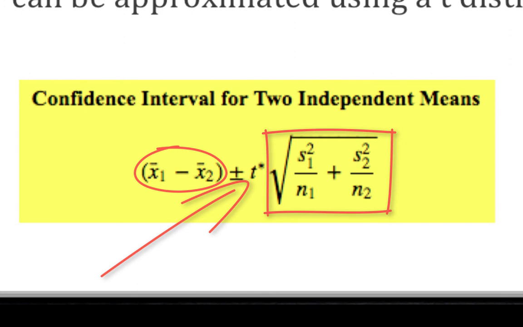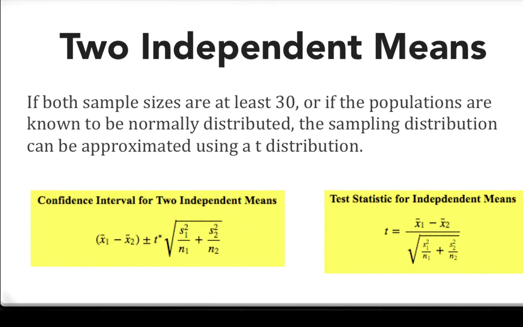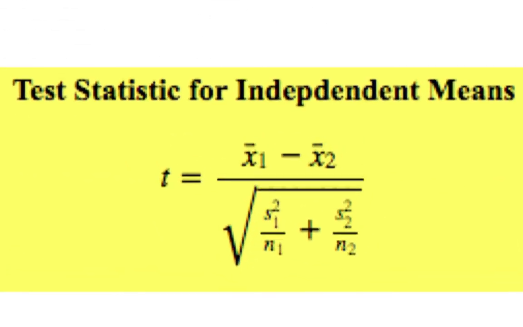The degrees of freedom here, we will estimate using the smaller sample size minus 1. Minitab Express uses a more complex formula, so note that if you conduct this test by hand, your results may be slightly different from the results obtained using Minitab Express. For the test statistic, the population parameter is 0, because the null hypothesis is that there is no difference between the two means. So we have our sample statistic divided by the standard error.